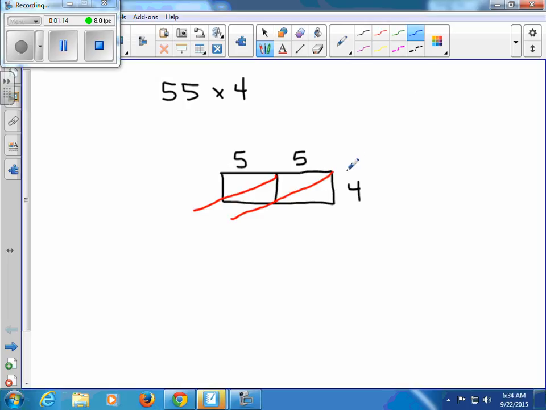So now I can multiply, and I'm just going to do simple multiplication using my math facts now. So I know that 4 times 5 gives me 20. So you write one digit in each of the sections for the 5 and the 4. And then 5 times 4 also gives you 20.